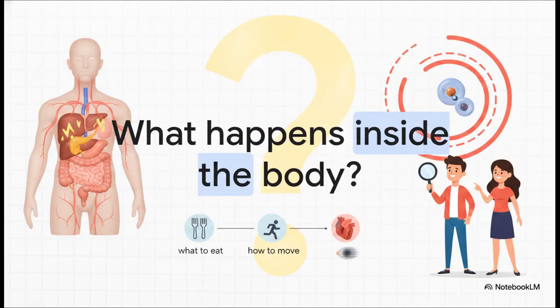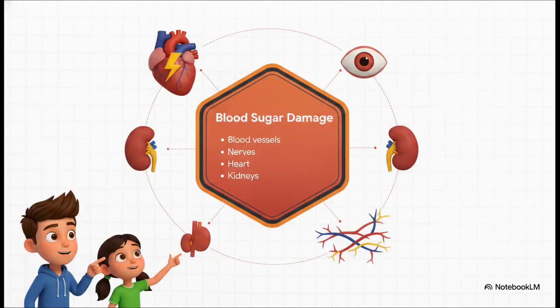We know what we should be eating and how we should be moving. But what actually happens inside the body if blood sugar stays high for a really long time? Well, this is where the long-term impacts get very serious. When blood sugar stays elevated for years, it acts almost like this slow poison. It starts quietly damaging your delicate blood vessels and your nerves.